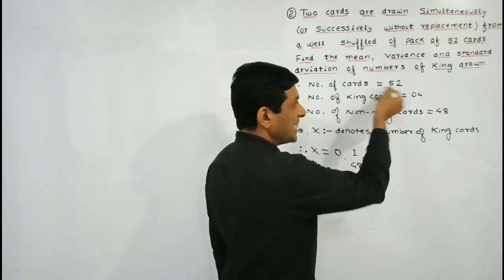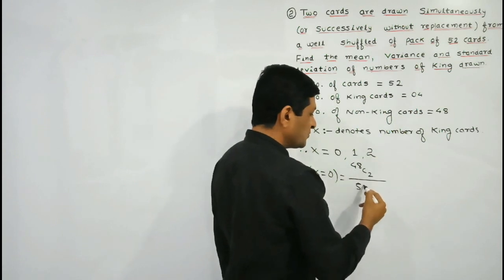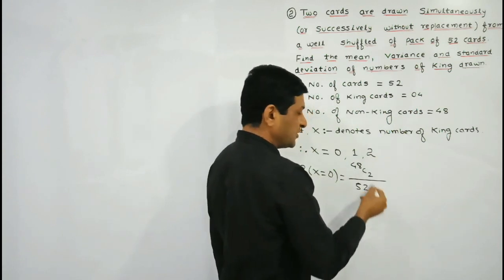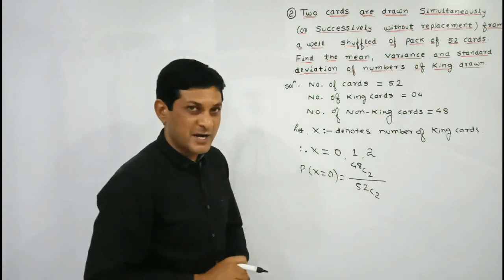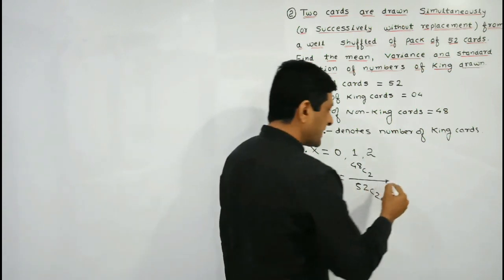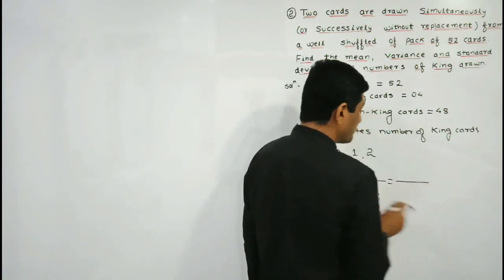और total कितने कार्ड थे? 52. So n of s is what? 52 C2, because 52 cards are there and 2 cards are drawn at random. So now we are applying the formula, or we are using the method of combination.